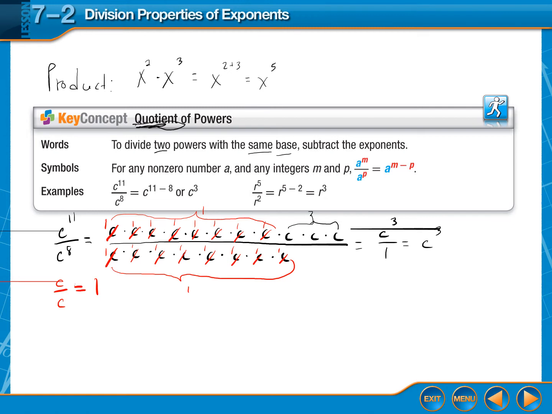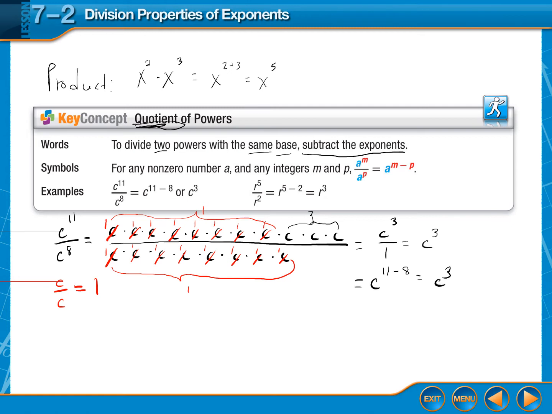So is there a shortcut, rather than having to write out all of these c's every time we want to divide powers? Is there a shorter way that we can do it? And there is. When we're dividing powers with the same base, what do you see here? c to the 11th divided by c to the 8th. Well, if I only have 3 left, what did I do? I took c to the 11th and I took away those 8 from the bottom, and what was left was c to the 3rd. So I subtracted the exponents.